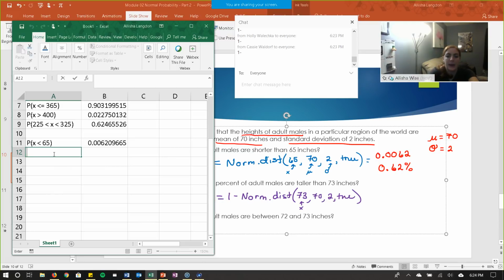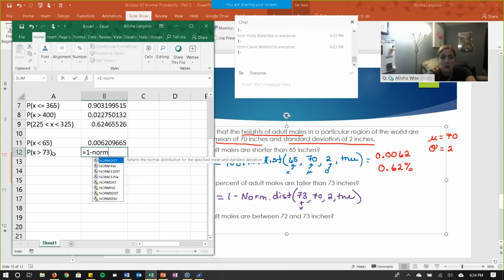So let's see. Finding the probability or percent that x is greater than 73 is equal to 1 minus norm.dist 73, 70. What'd you guys get?